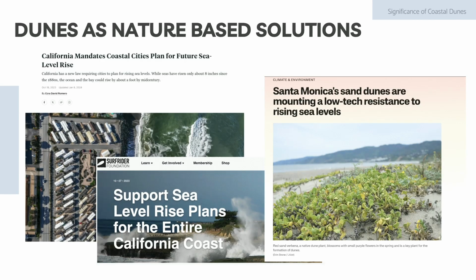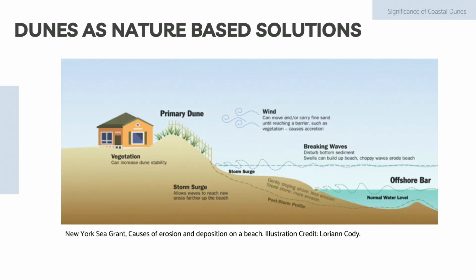Several coastal cities in California, like Santa Monica, have already begun investing in dune restoration along their coastlines, reflecting a broader statewide recognition that rebuilt dunes are among the most effective and cost-efficient tools available for long-term coastal resilience.